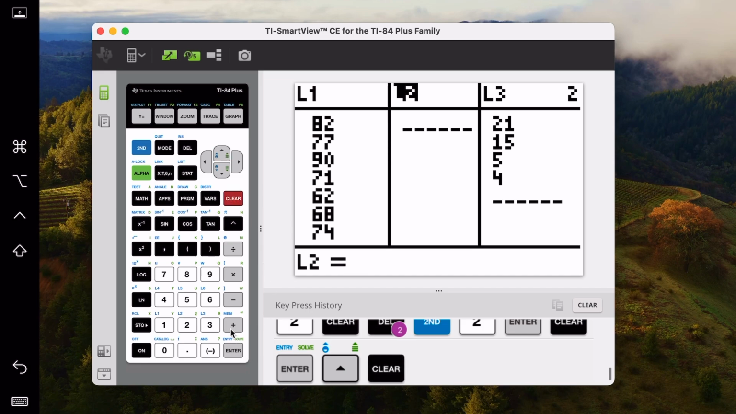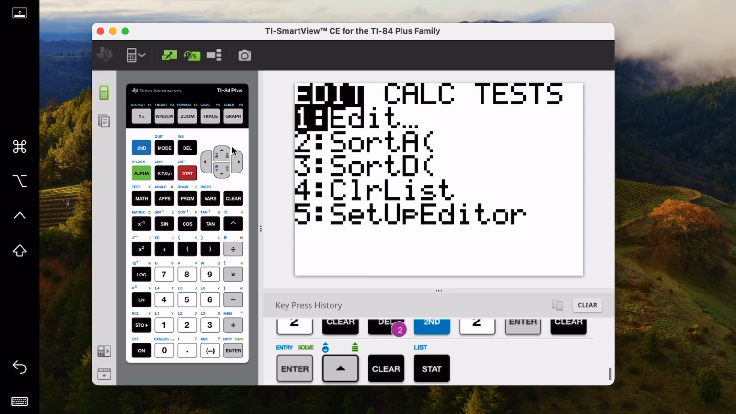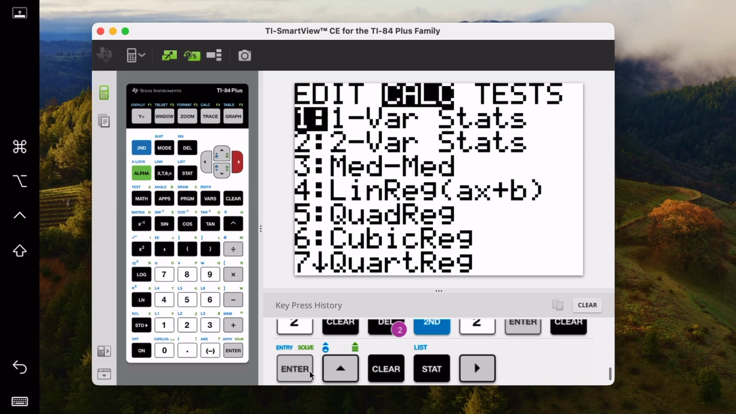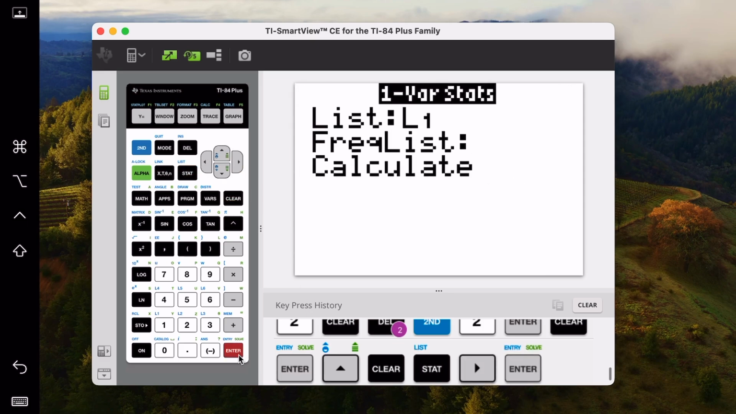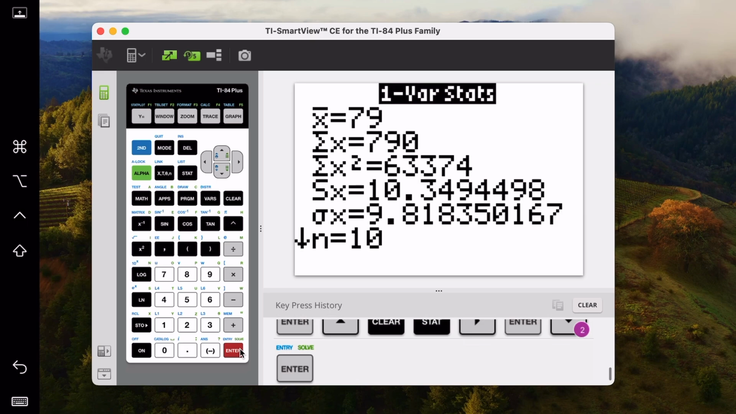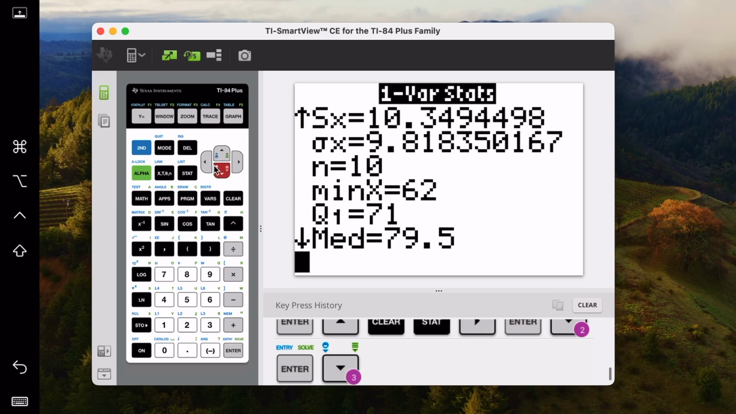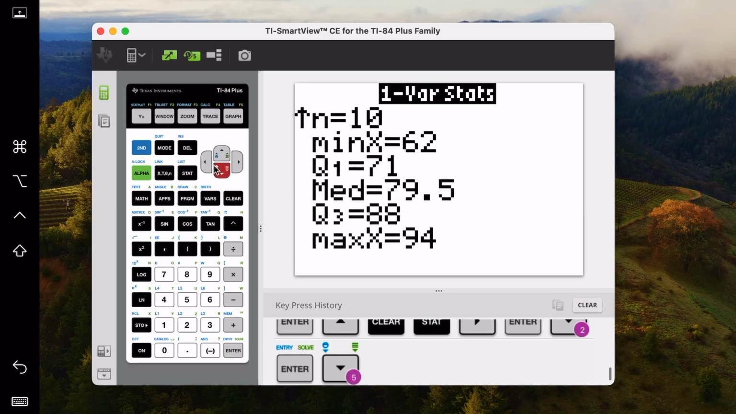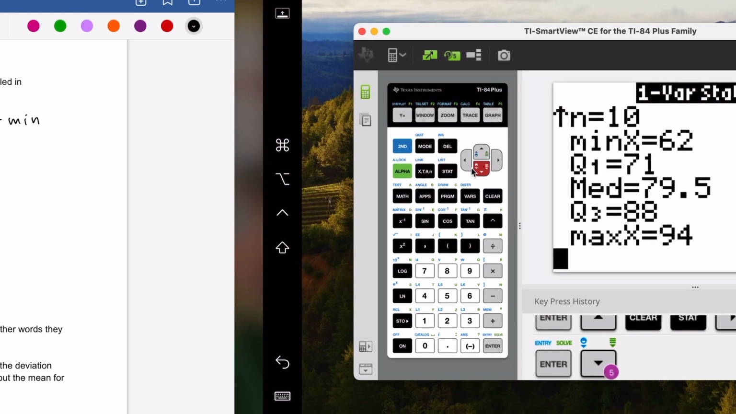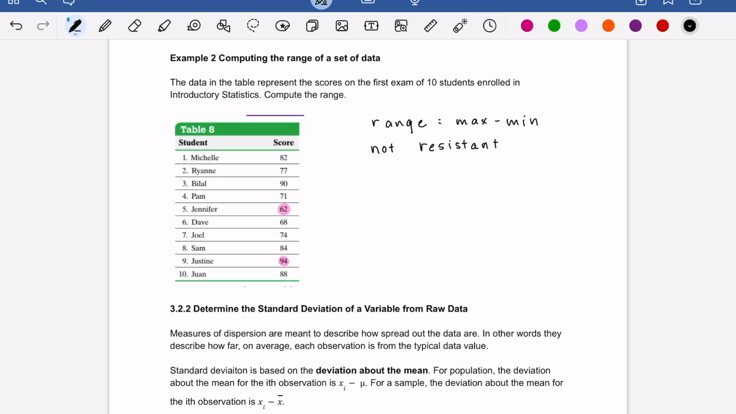Now, with this list 1, we want to calculate one variable stats because we want to find the range. The calculator, I'm sure, will find the range. That's not something I usually do because it's super easy to find the max minus the min. So our max was 94, our minimum was 62, and then we subtract the two values. And 94 minus 62 is 32. So the range here is 32 points.